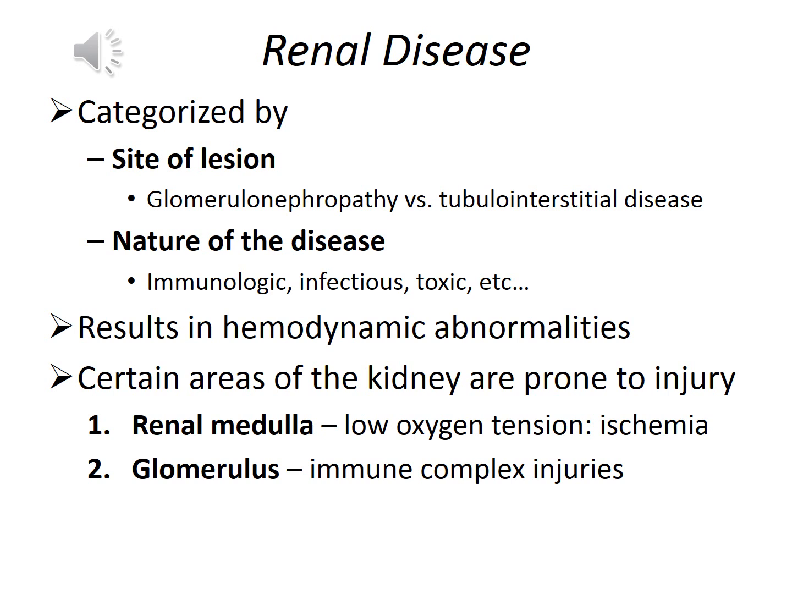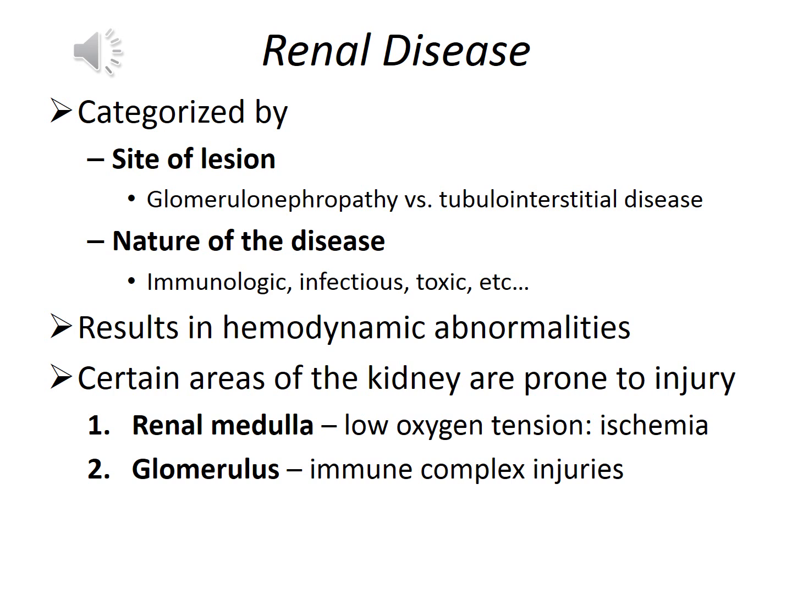So again, site of the lesion or nature of the disease. It could be a glomerular disease, which we would call a glomerulonephropathy. It could be a tubulointerstitial disease. And then sometimes we'll describe why. So for example, you could have an immune-mediated glomerulonephropathy. So we're getting both the nature of the disease and the site of lesion. Again, we could have a toxic tubulonecrosis, for example, a toxic tubular interstitial disease. So again, we describe both the nature of the disease and the site of the lesion.